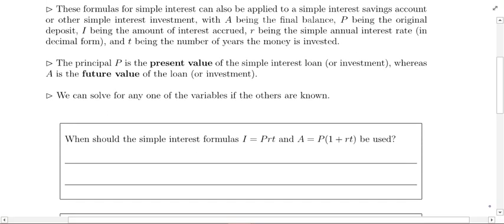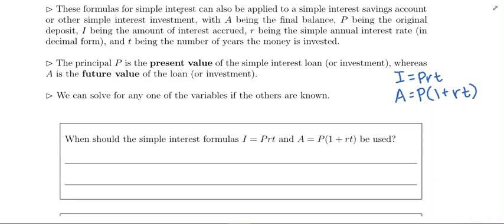So again, now that we know our two formulas, I equals P times R times T, and A equals P times 1 plus RT, okay? These formulas for simple interest can also be applied to a simple interest savings account or other simple interest investment, which I have already told you. We will either be working with loans or investments, savings accounts. For simple interest, it's more than likely going to be a loan, okay? But if you did have a savings account, it would work the same way.